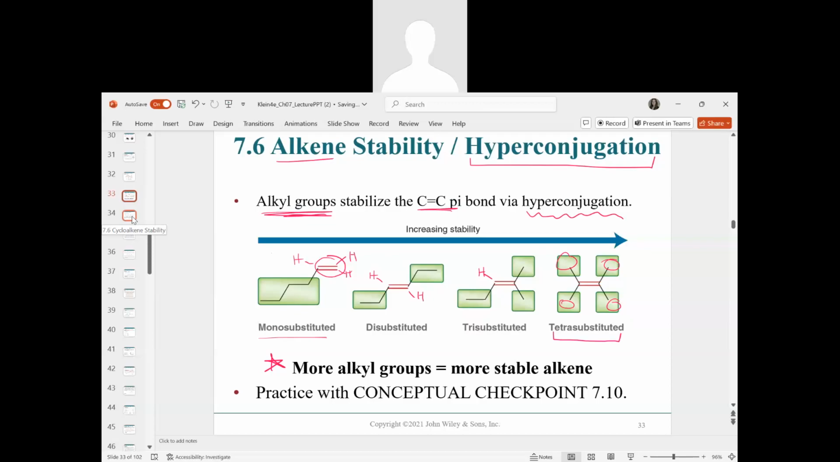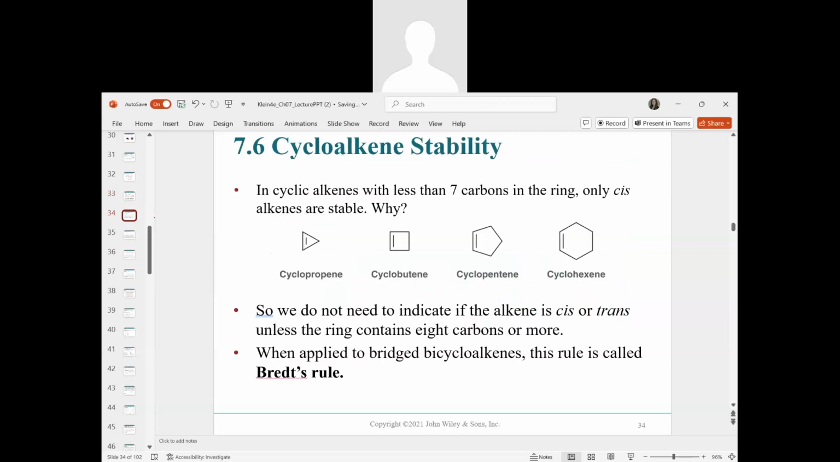So when we talk about cyclic alkenes, so cycloalkene stability, whenever we have a cyclic alkene with less than 7 carbons, only the cis alkenes are stable. And it would require too much energy to keep a trans conformation possible. Some of these rings definitely could not even exist, like the cyclopropene here with a trans bond.